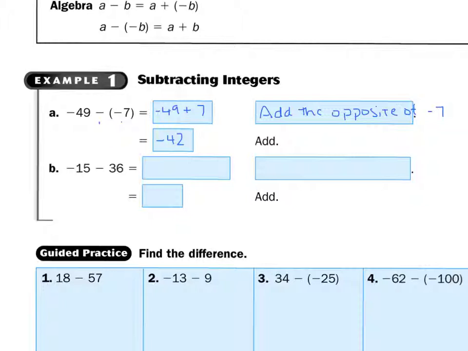For B, negative 15 stays the same, the minus sign becomes a plus sign, and the 36 becomes a negative 36. So we're adding the opposite of 36. And that will give me a negative 51.